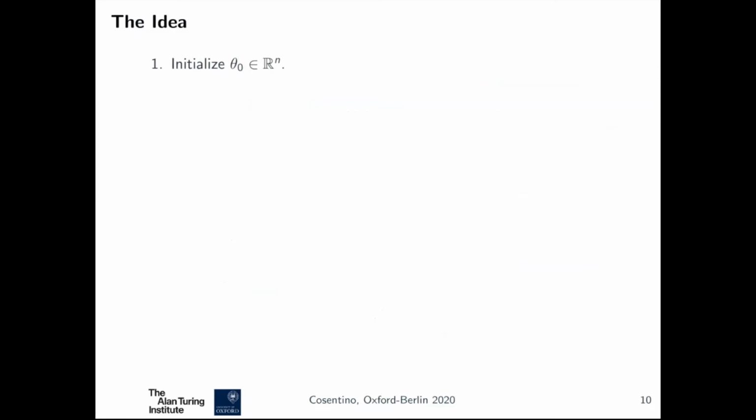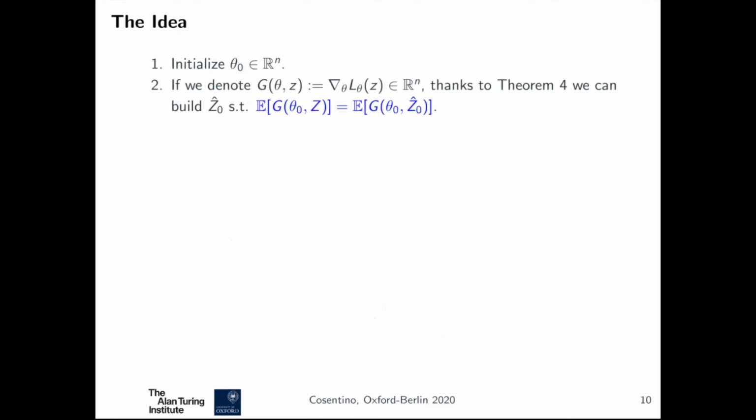So we want to initialize theta 0 in R^n. Then we can build a new random variable Ẑ, which, I mean, we know exists thanks to the Caratheodory theorem and the Chakalov one. And it is important to remark at this point that while Z is based on big N points, Ẑ will be based only on small n plus 1 points. So it would be a huge reduction in the complexity.